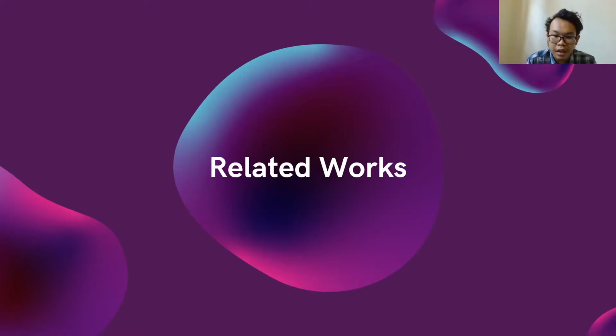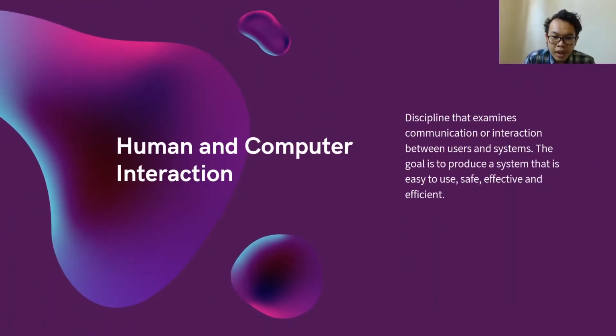Second phase, related works. Human and computer interaction is a discipline that examines communication or interaction between users and systems. The goal is to produce a system that is easy to use, safe, effective, and efficient. The system referred to here is not just a system that exists on a computer, but also a system that is widely available in everyday life, such as vehicles, household appliances, and so on.